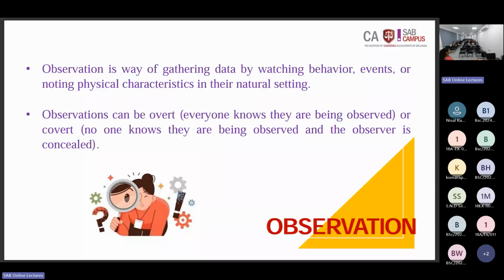Okay, so there are other things. Some observations are covered as well, and some are what is the other one? Yes, we can call them overt and covered. What do you mean by overt? Everyone knows they are being observed. For example, I tell you that today the director is coming to our class to monitor your behavior.